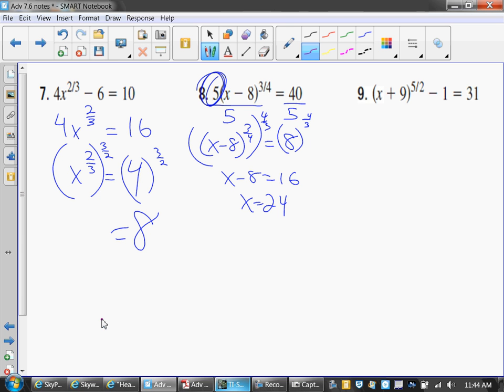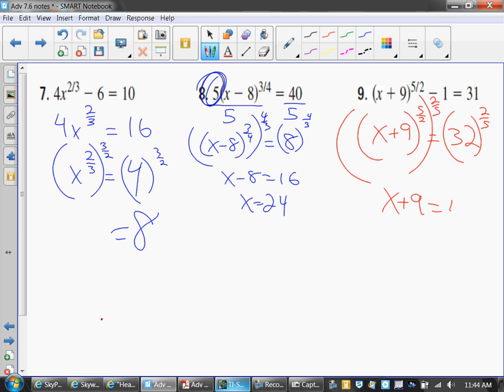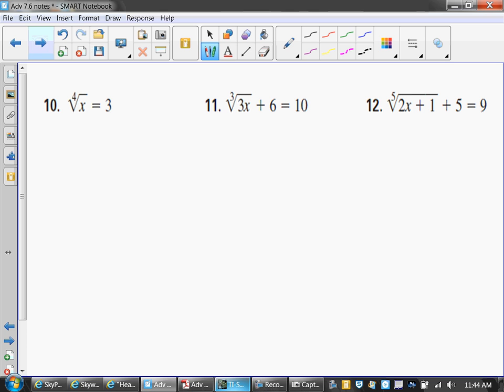Number 9, what'd you do first? Add 1. Good. So you have x plus 9 to the 5 halves. So 32 to the 2/5 power. All right, what is the 5th root of 32? 2. 2 squared is 4. Minus 9. Yeah, and then this one does work too. I remember checking these earlier. Okay? All right, let's do some more.